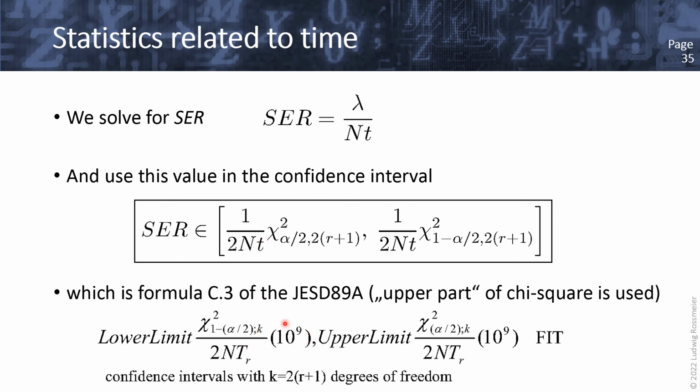What they also do is put a 10 to the power of 9 here. This is because the unit FIT is used, which is 10 to the 9 hours. There's also an annotation that k is the number of degrees of freedom, and k equals 2 times r plus 1. This is the same as we had here. Finally, my effort brought us to the same equation which is given in the standard, and I was very happy about that.